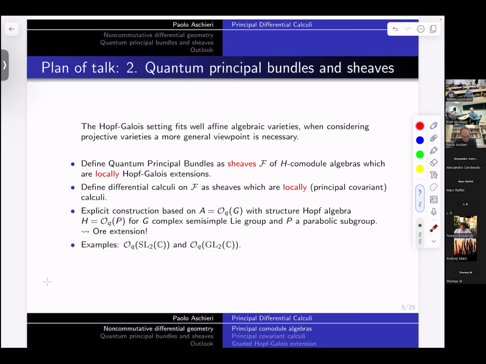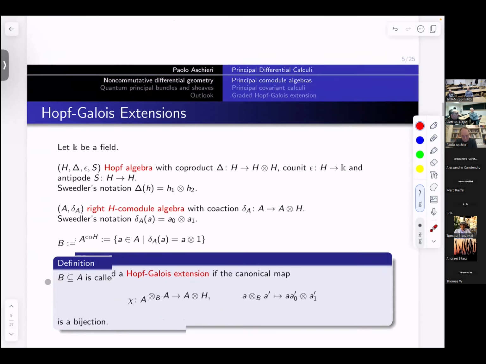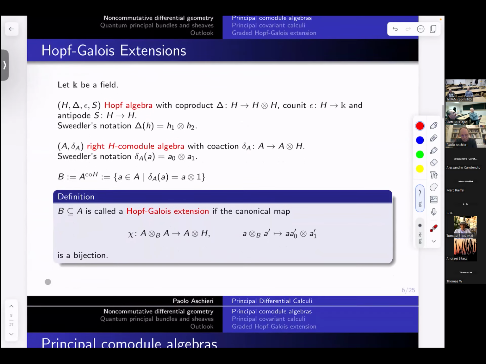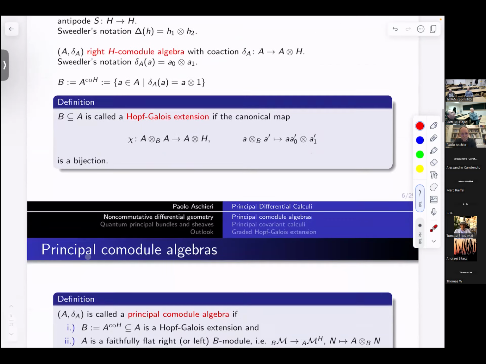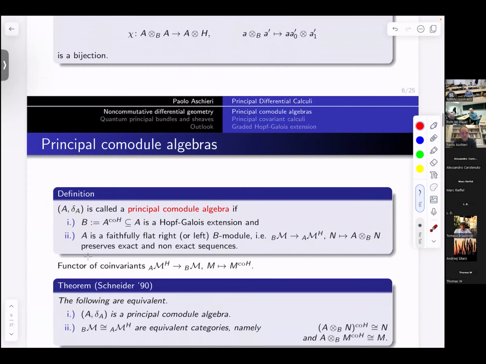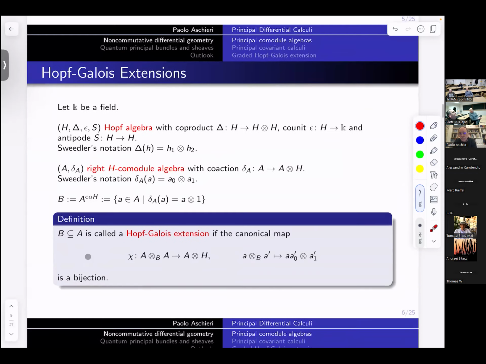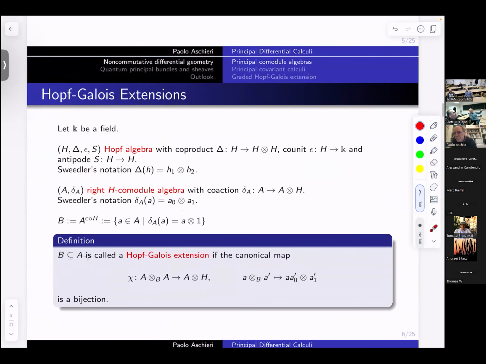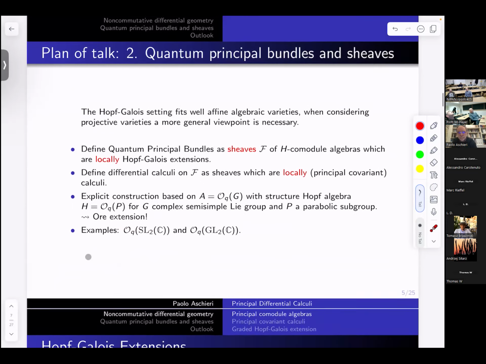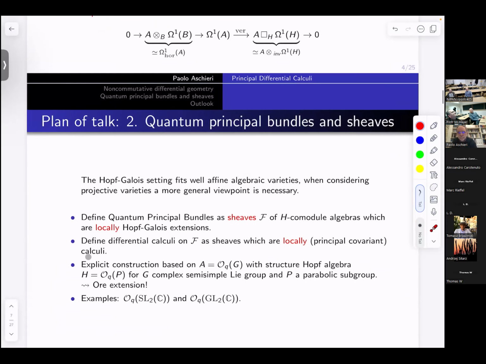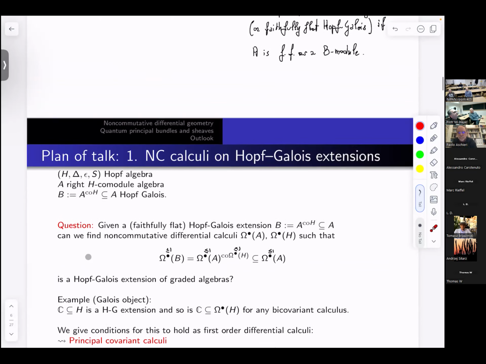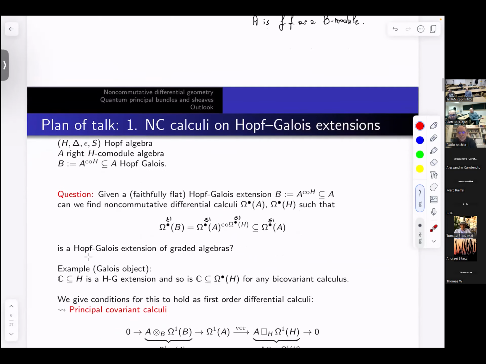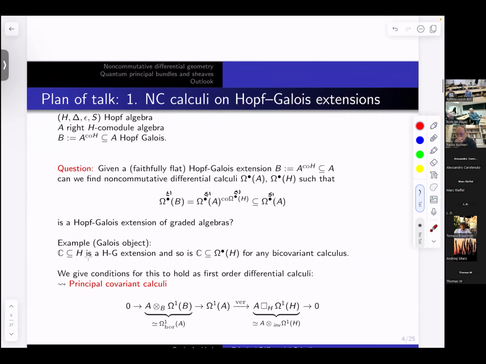Let's go to this part that I've already discussed, the notion of a Hopf-Galois extension. May I have a question? Please go ahead. On the previous page, you had this differential calculus in degree one, or one forms, in a sense. Yes, it was here. How do you want to extend it to higher forms?